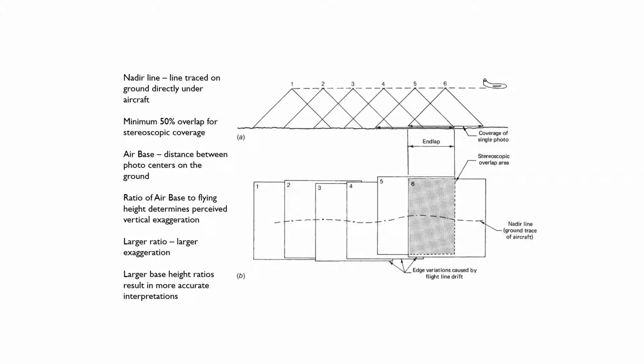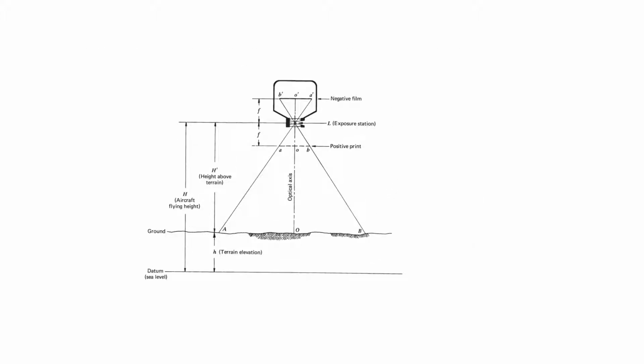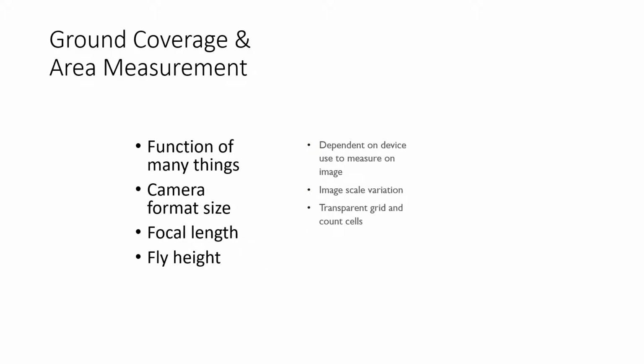Here's a nice illustration of the nadir line, how much minimum overlap we have, and all that. And here we're talking about some of that stuff. You know the size of your sensor, you know the size of the target on the ground, you know where your lens is, and you can really start to measure some interesting things. Just another way of looking at it. Ground coverage and aerial measurements are a function of a lot of things: camera format, focal length, flight height. It's dependent on devices used to measure the image, image scale variation, all kinds of stuff.